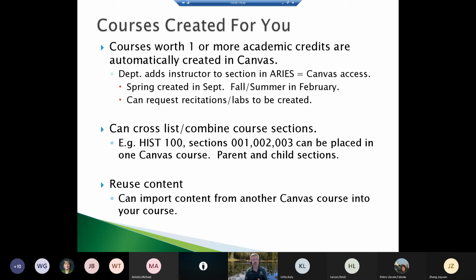Another concept I'd like you to remember is this idea of cross-listing. If I'm teaching History 100 this semester, and I teach sections 1, 2, and 3, I may not want to teach all of those as 3 very separate sections. They're all essentially going to use the same content. So I can cross-list or combine and put those into one big course in Canvas. Then I can present the same content to all my students. So sections 1, 2, and 3 will be underneath this one large course.